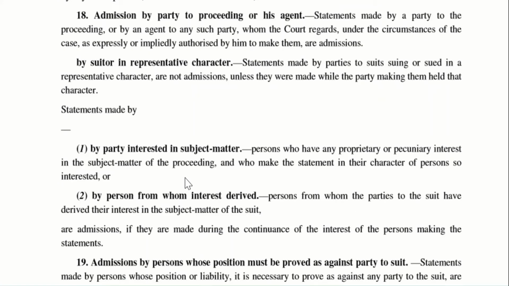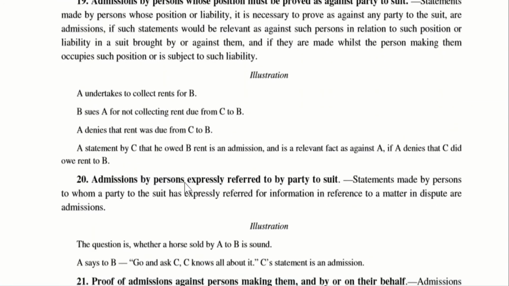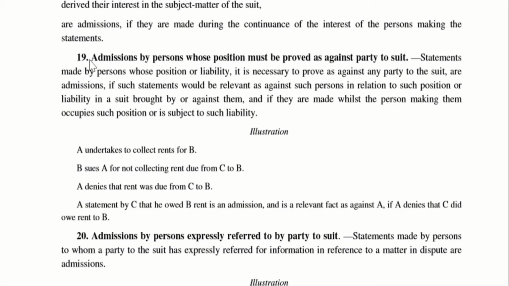So, now let us move on to the next section, which is section 19: Admissions by persons whose position must be proved as against party to the suit. Now, we will try to understand this by the illustration given. A undertakes to collect rents for B. Imagine B is a company. B is saying to A, please go and collect the rent which the people have to give to the company. So, A is doing his job.